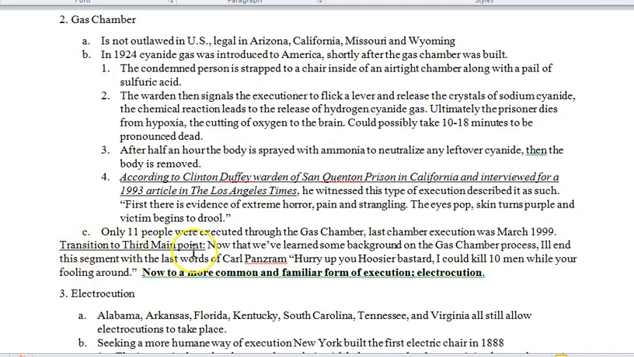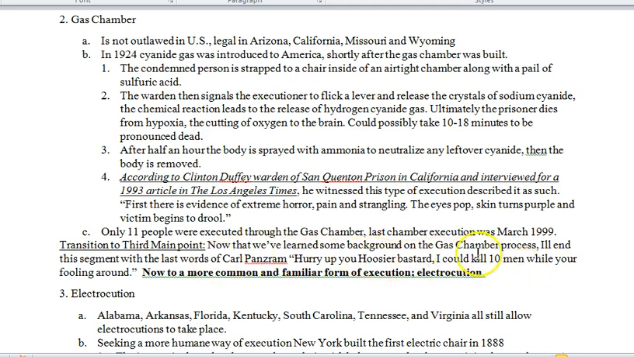Okay, we have a transition to the third main point. And again, I want to point out, notice how these oral citations stand out. She used italics and underlining. So we have a transition. We see here, again, she uses that, last words of somebody who was executed.